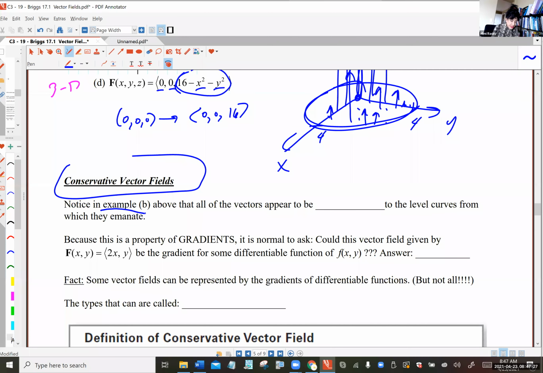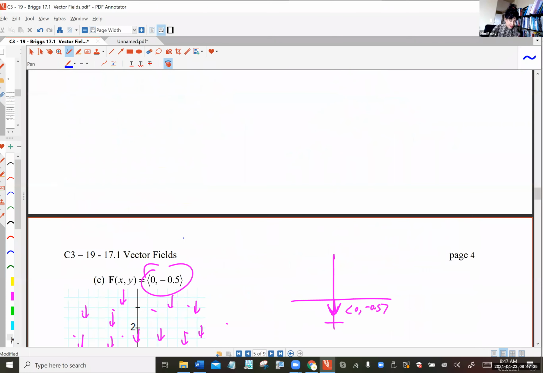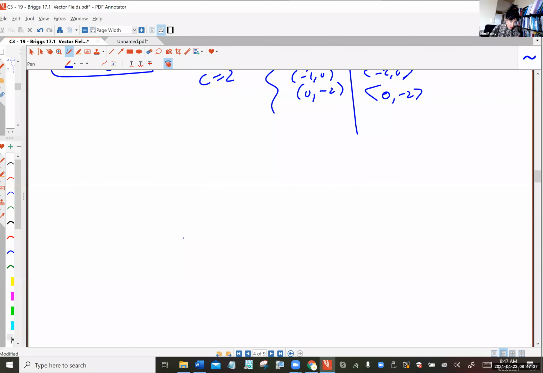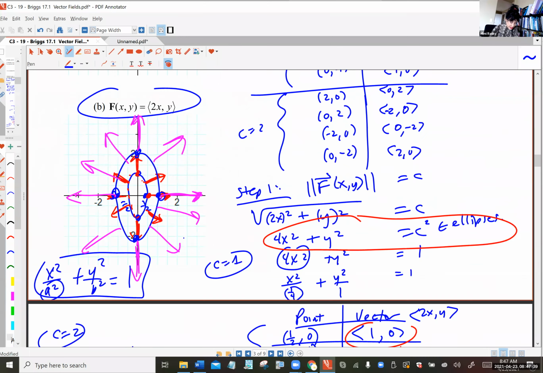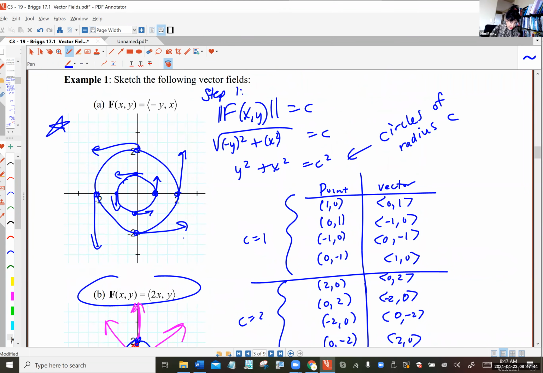But I want you to notice in example B, the vectors all appear to be blank to the level curves from which they emanate. So this was the one we just did with the ellipses. Do you notice that this graph has a different flavor than the other graph? These vectors here look like they're all tangent to their level curves. Okay, that's interesting. You get that whooshing wheel.